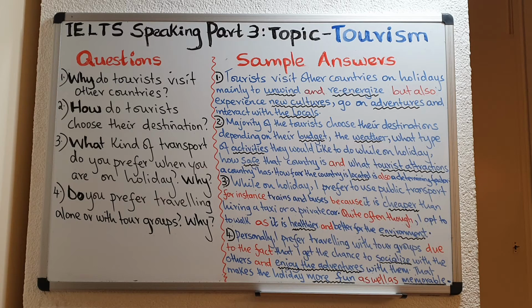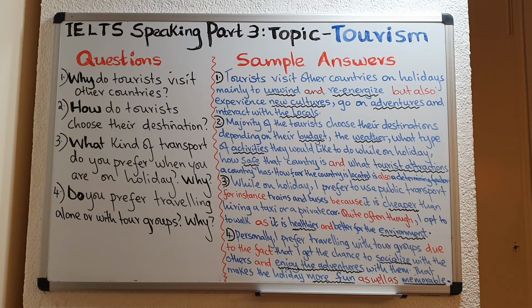What are the tourist attractions? For example, some tourists like to visit historical sites. Some people like to go on holiday and enjoy nature or enjoy being in national parks. So they will choose a country where there is a chance of them seeing animals, for example.